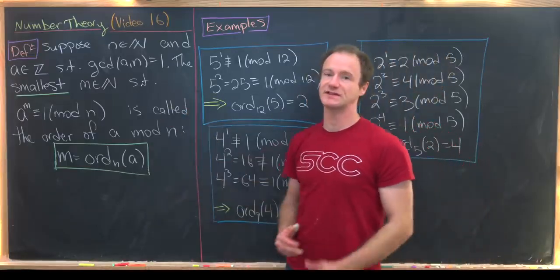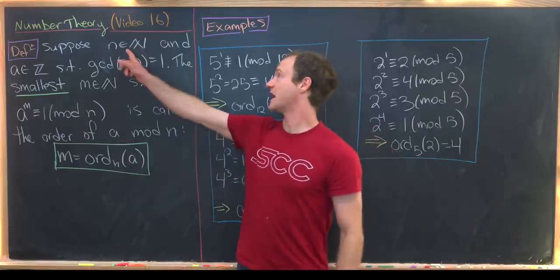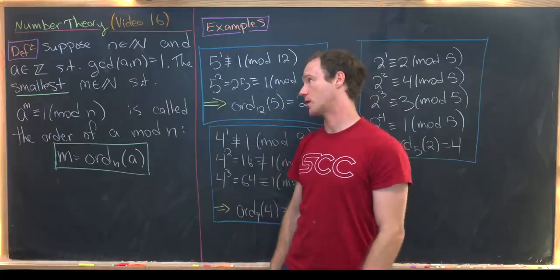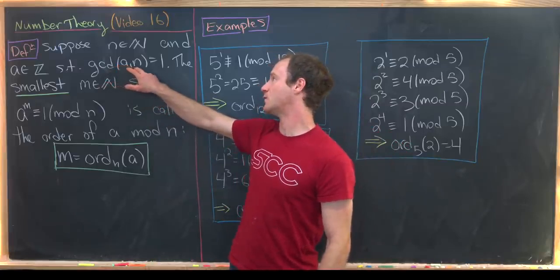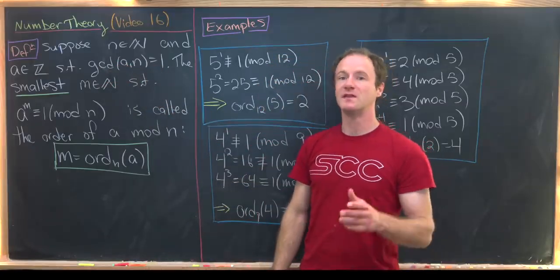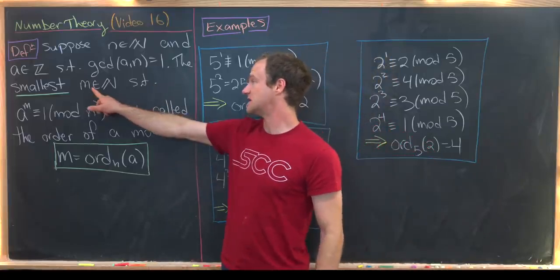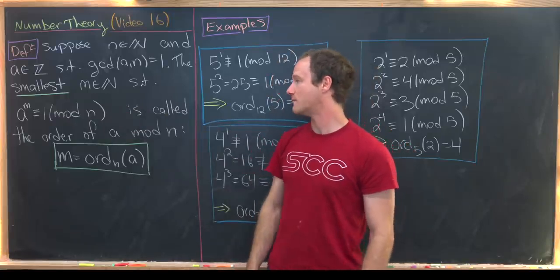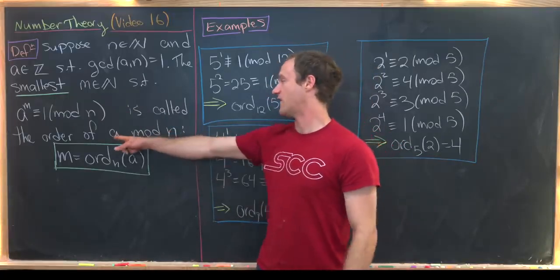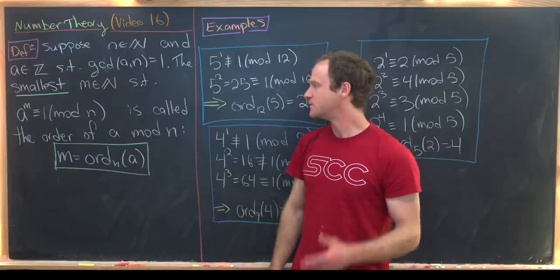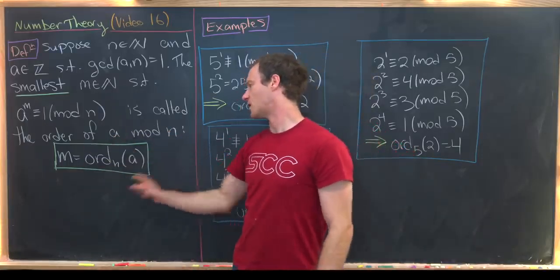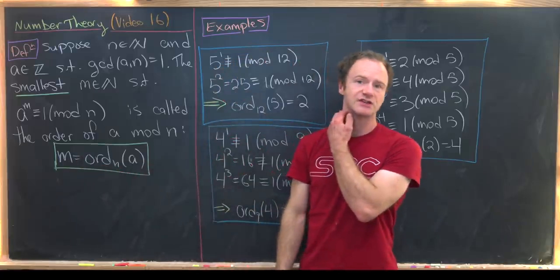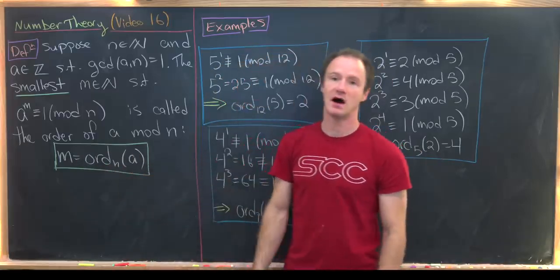Okay, so let's look at our first definition. Suppose that we have a natural number n and an integer a, and these two numbers are coprime. In other words, the GCD of a with n is equal to 1. Then we define the smallest natural number m such that a to the m is congruent to 1 mod n as the order of a mod n. Let's also use the following notation: m is equal to ord_n(a). We read that as the order of a mod n.